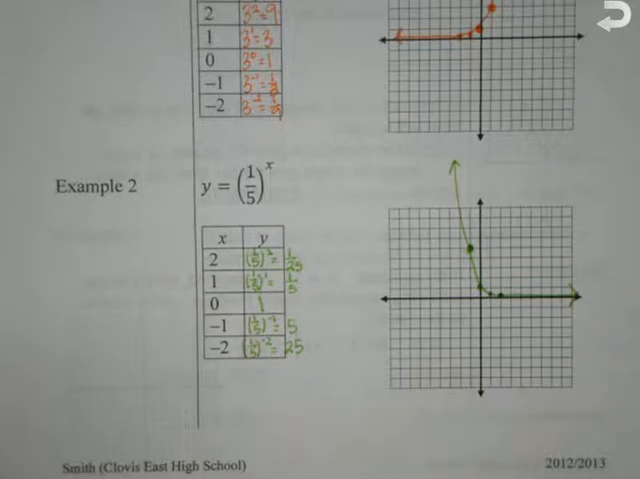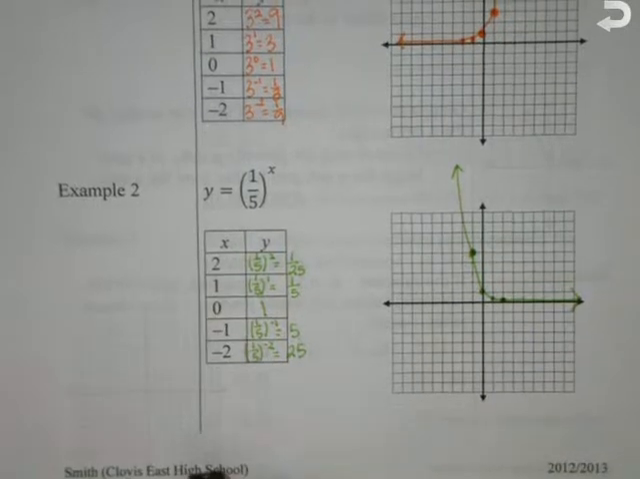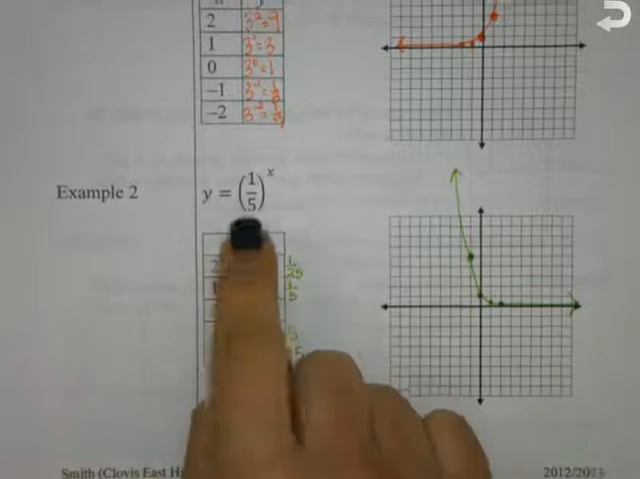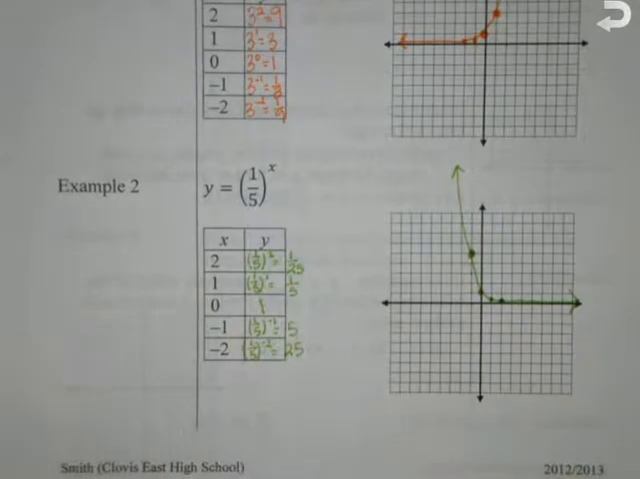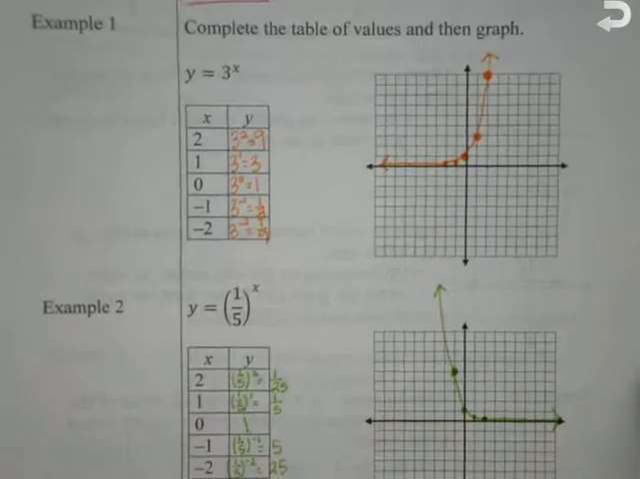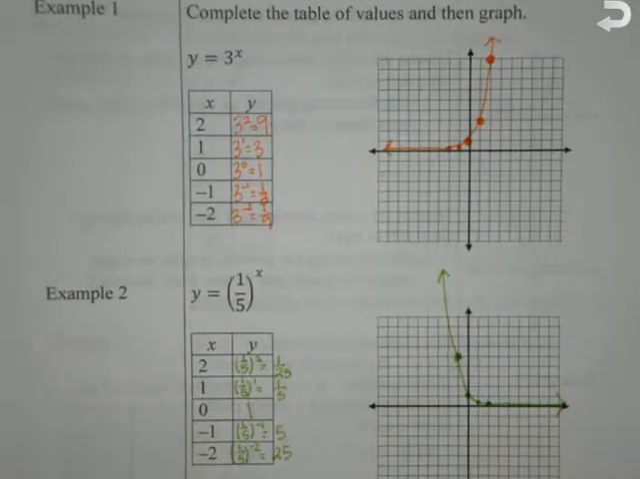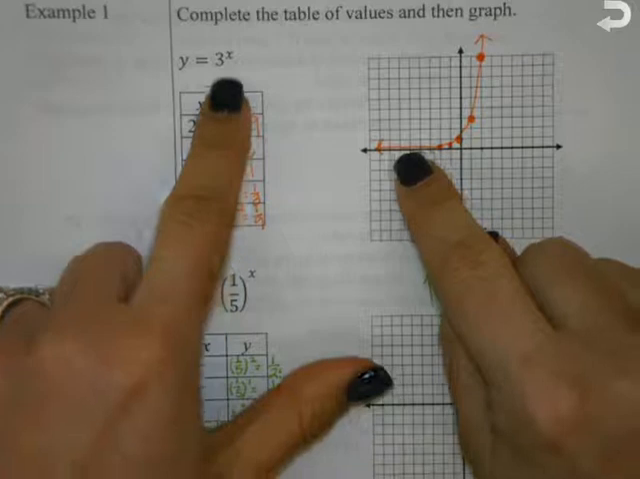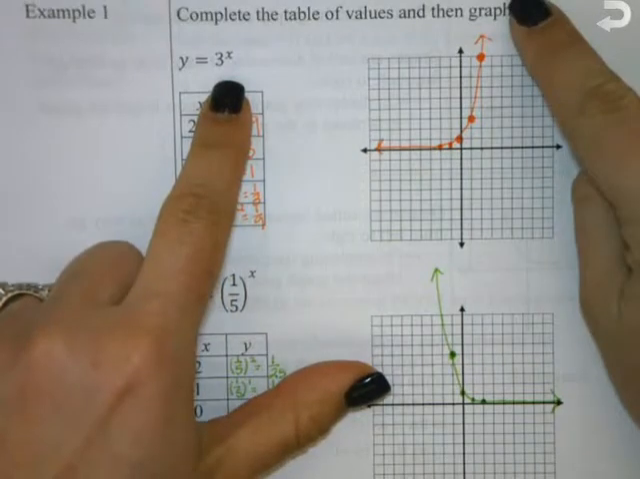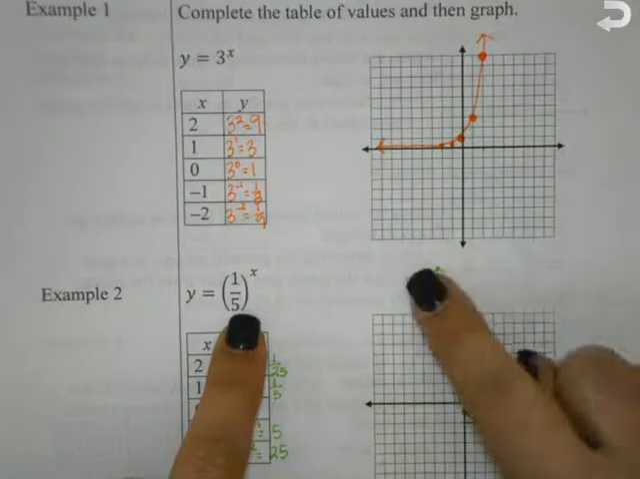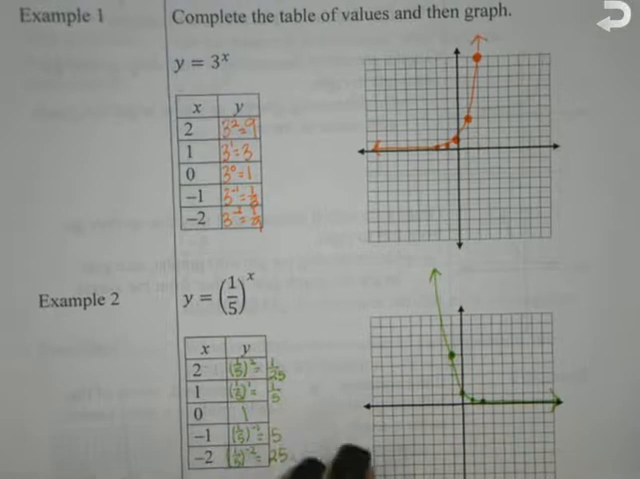So is it every time you have 0, 1? Yes. If you have just a base to an exponent, 0, 1 will always be your y-intercept. What else do you guys notice about these two graphs? They're opposite. The one that has a base of 3 is going to be going up, and the one that had a base of 1/5 is going down. It's always going to be that way.